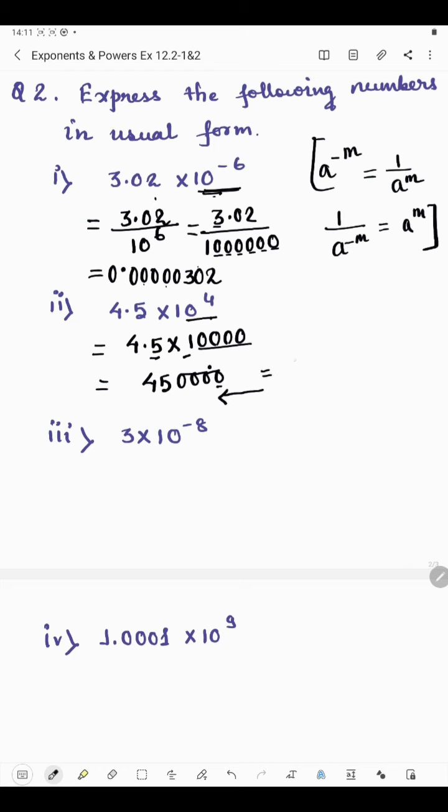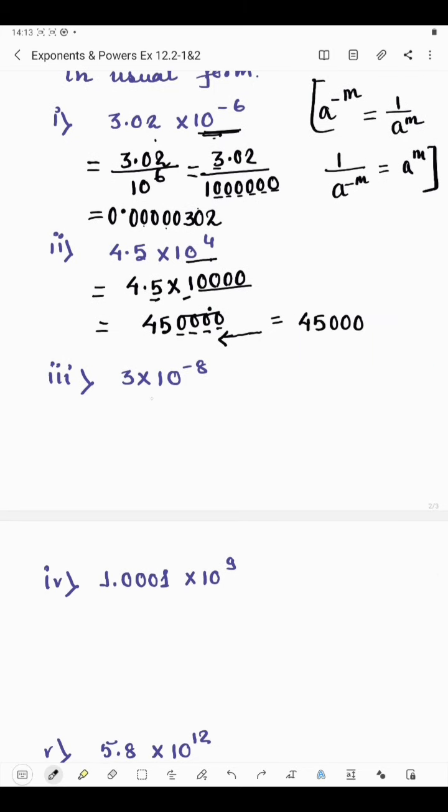So it will become 45000, because after point 0 is there, so it has no value, so we can write 45,000. Okay, because 45000.0 means 45,000. Okay, now in the third part we have 3 raised to the power minus 8.